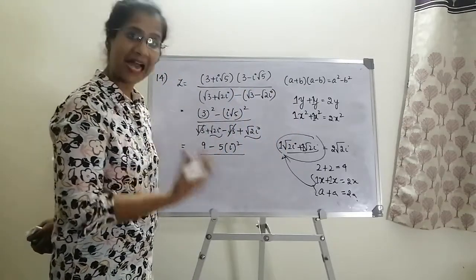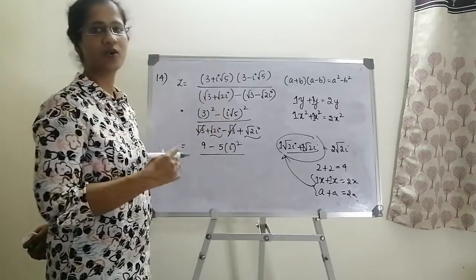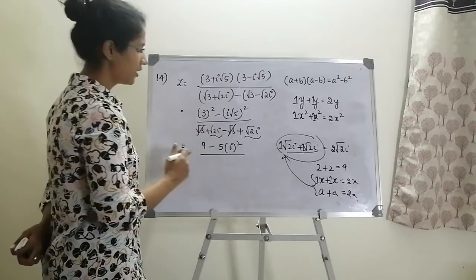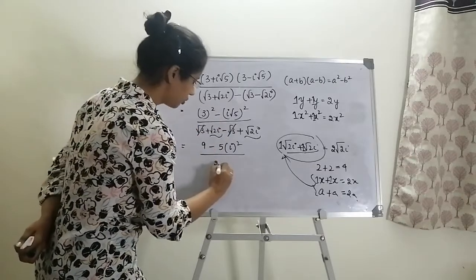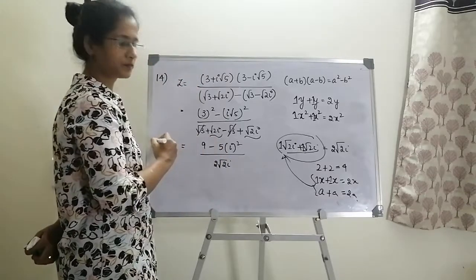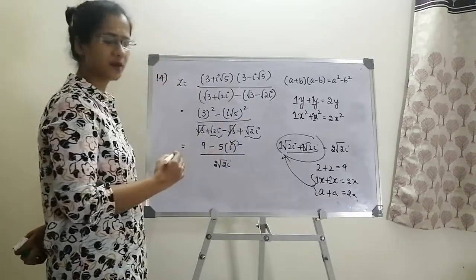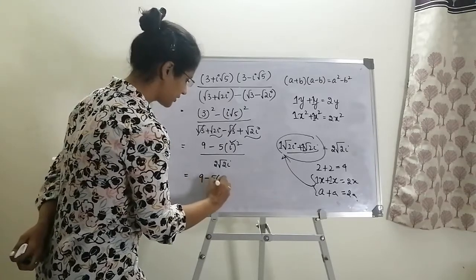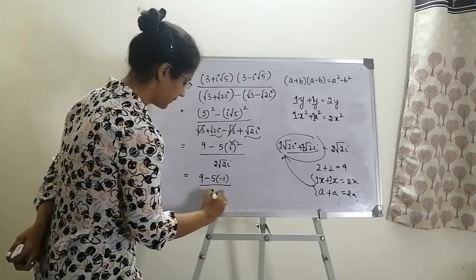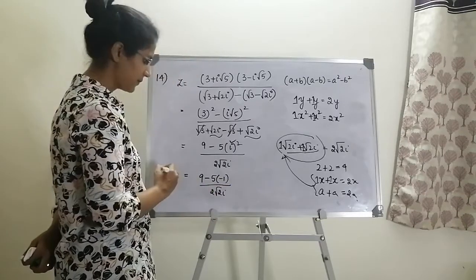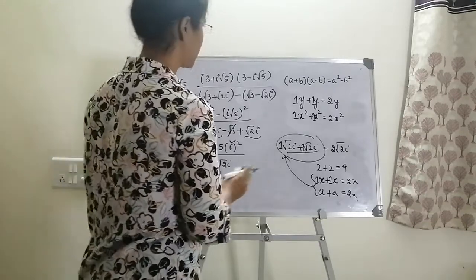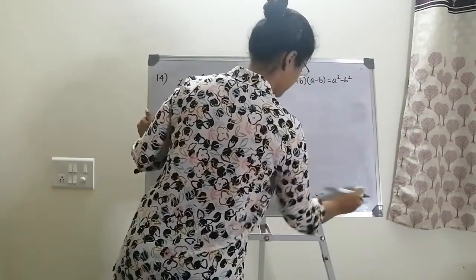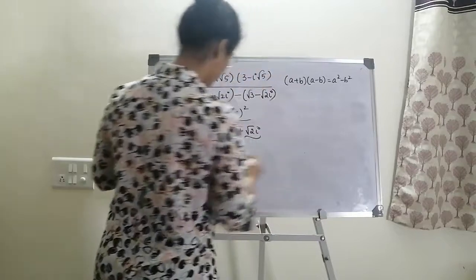Okay, so when I add like terms, what is the final answer that I get? Okay, so in the denominator I get this as 2 root 2i. And we all know i square is equal to minus 1. Let's substitute. I get this as 9 minus of minus 1 divided by 2 root 2i. Okay. So this can be further simplified as, and just erase these steps which are previously done.